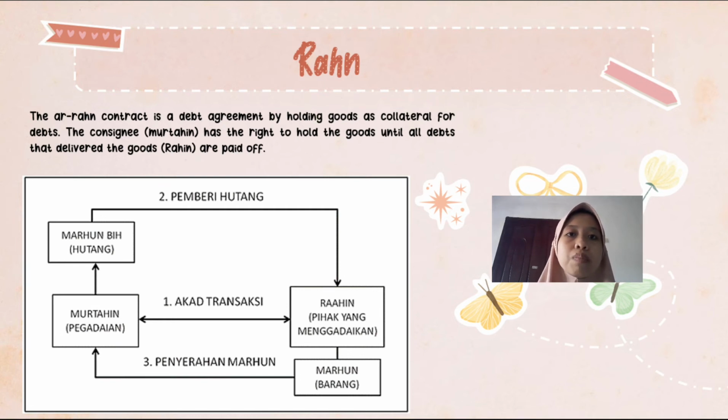Then the rahin party submits the collateral to the murtahin and the murtahin provides a loan in accordance with the nominal agreement. If the loan repayment period has arrived, the rahin has an obligation to pay it, and the murtahin will return the rahin's collateral when the debt has been repaid.